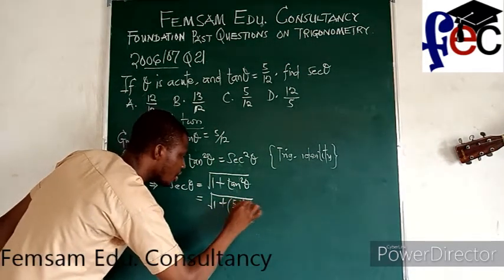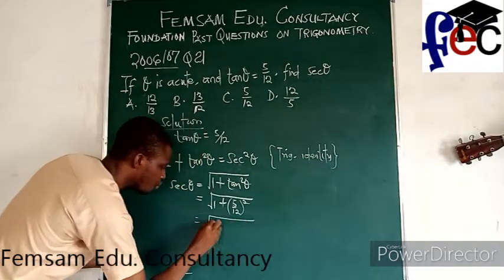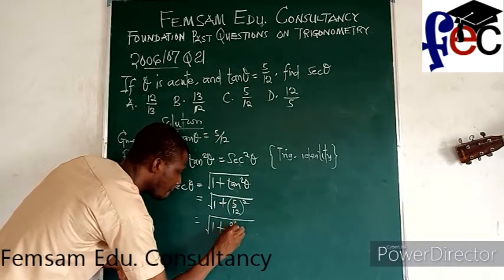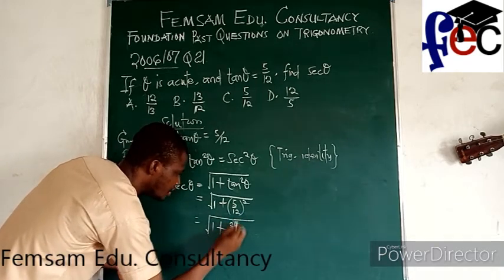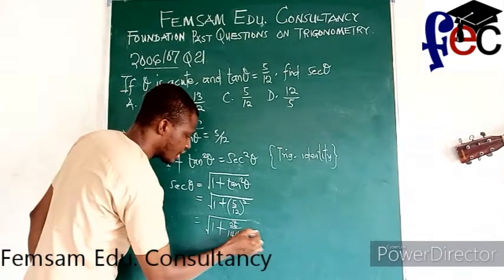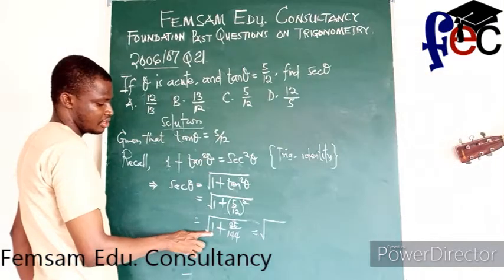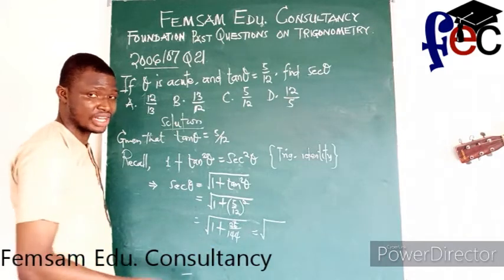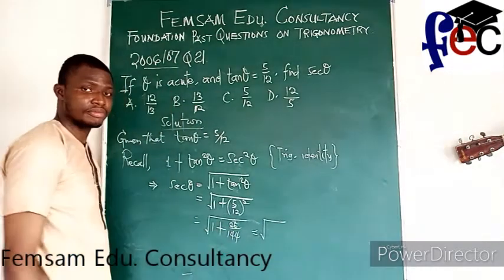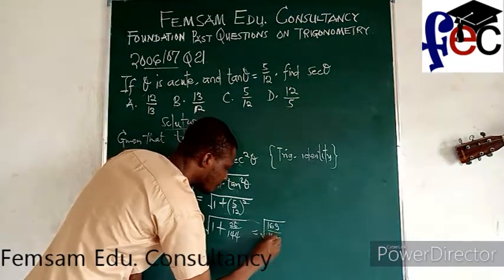Then, take the square of it. The result of this problem will become 1 plus the square of this, which will give me 25 as the numerator, and the square of the denominator is 144. Of course, if we are to add this together, it will give me the square root of the addition of this. If I'm to add to 1, the first approach is just add this numerator and denominator together. And that will give me 169 over 144.